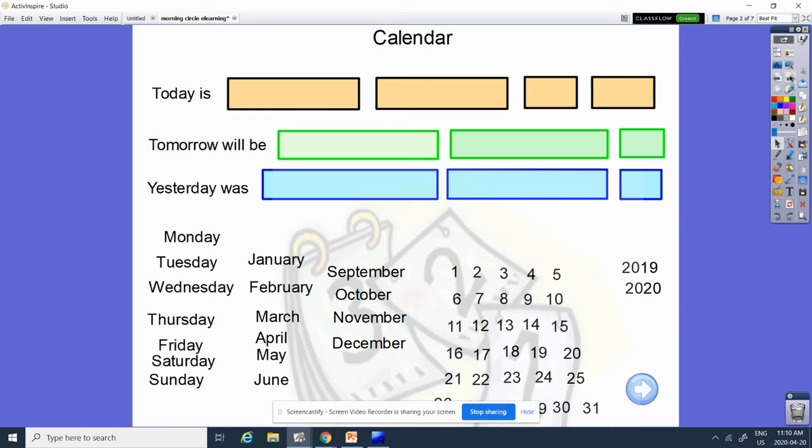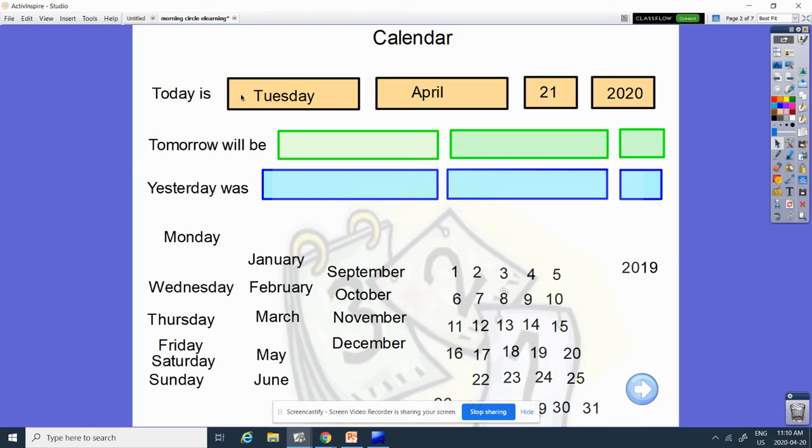All right. Today is Tuesday. Tuesday starts with a T, and it is still, do we remember? April. And the number today is 21. And the year is 2020.